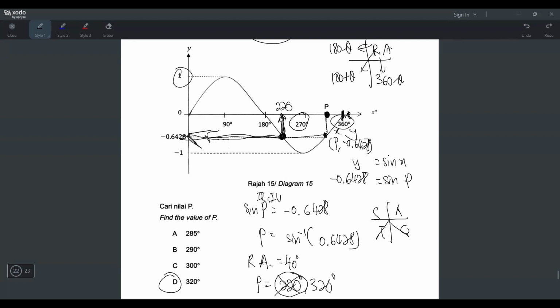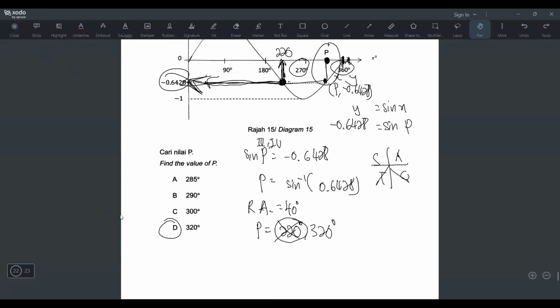They want P, right? Okay, but what I'm trying to tell you here is like there's 2 points with the same y coordinate. Ada 2 titik dekat sini yang bagi awak sama same y coordinate, which is this. That's why I got 2 answers. Okay, but the one they want is the P, which is the 320. That's why you end up taking the 320.